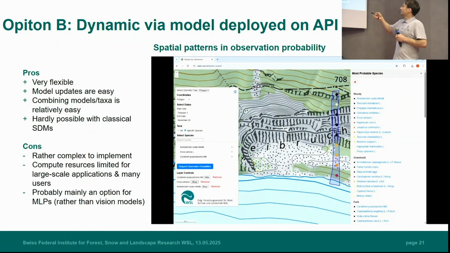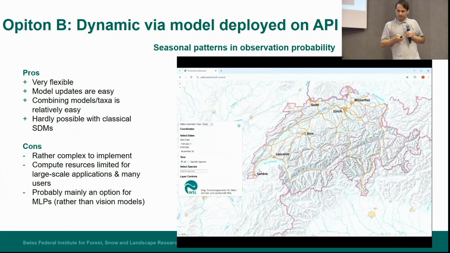So in this case, I first made a request across all species, then I picked three specific ones, and I mapped the relative observation probability across the gradient that was selected here by the polygon, showing some differences. And the points that you can see here are basically the cell centers of the environmental grid that was used to train the model.